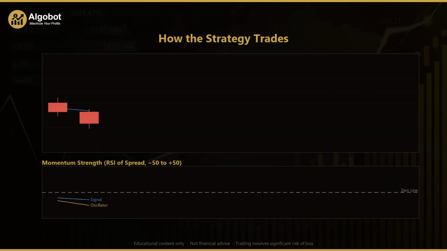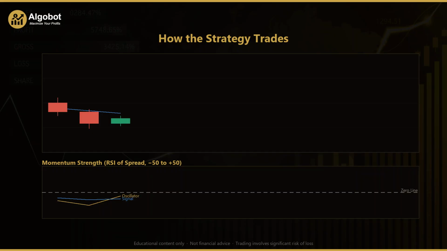Let's bring the logic to life on this chart. Up top are the candles with the slow trend moving average drawn through them in blue. In the subpanel below sits the strategy's real engine, the momentum strength oscillator, our RSI of the spread, recentred, so its pivot is the 0 line. Watch how the oscillator and its signal line dance around that 0 line, because that's where every decision is made.